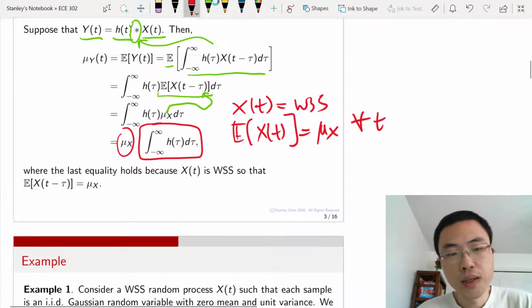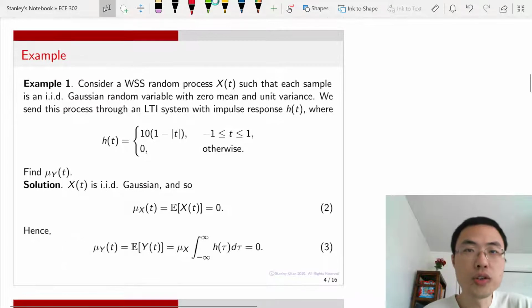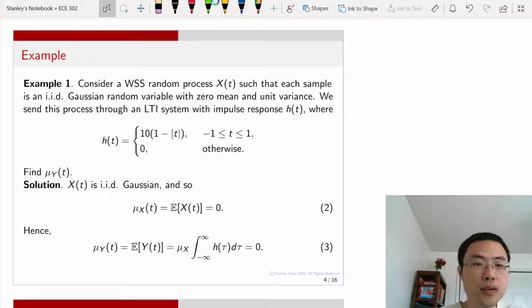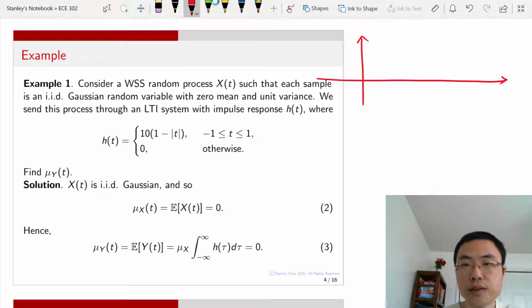So here's the proof. Let me show you one example to illustrate this idea. Consider a wide-sense stationary process, x of t, such that each sample is an IID Gaussian random variable with zero mean and unit variance. What it means is that you draw the time axis, and you also draw the amplitude axis. At every time stamp, you draw an IID Gaussian sample. If you go to the next sample, you just draw another Gaussian random variable, and another one. So every point is independent.